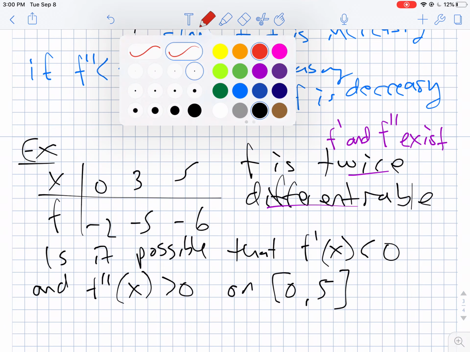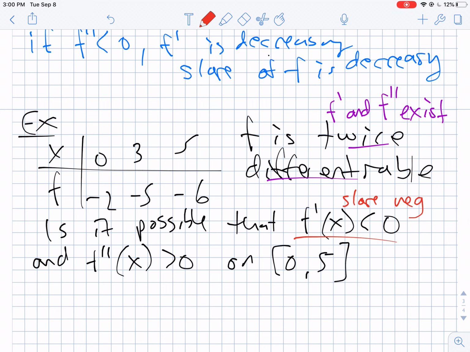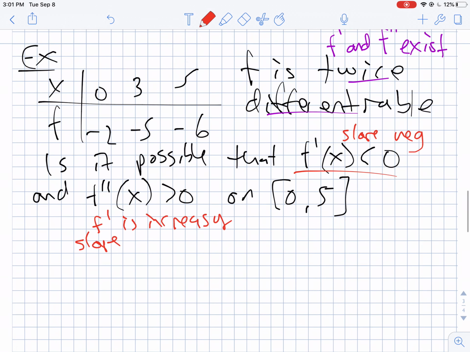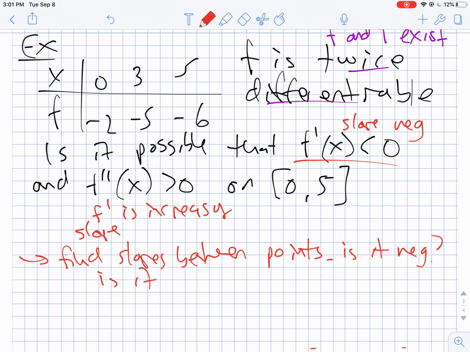Okay, so let's break these down. What does this mean? So f prime less than 0 means your slope is negative. If your f double prime is positive, that means f prime is increasing. So we would interpret that as my slope is increasing. So again, what I'm going to do is the same strategy as the last one. I'm going to find the slopes between points, and then I'm going to ask myself, is it negative? And is it increasing?